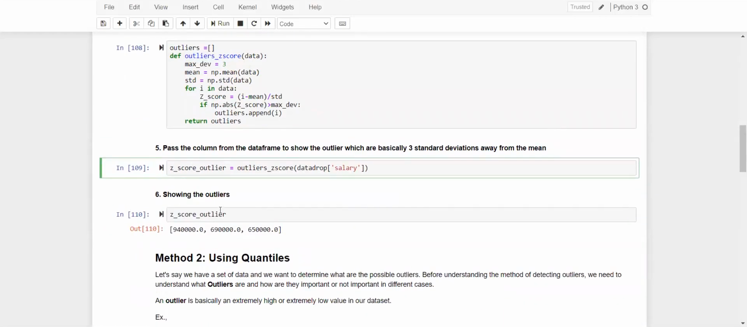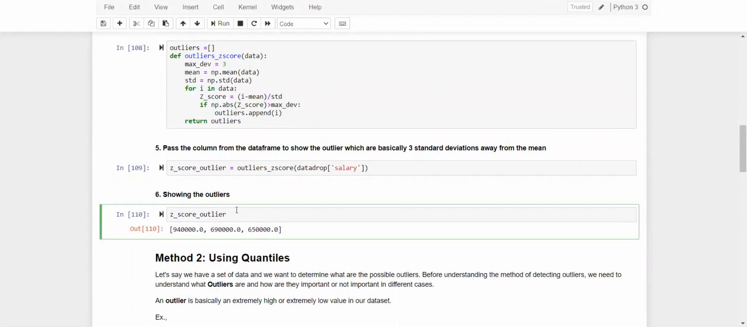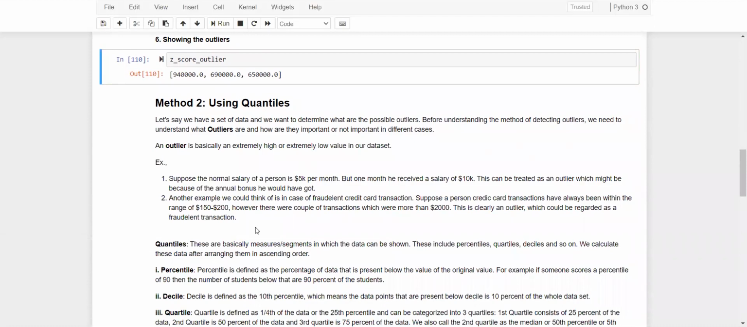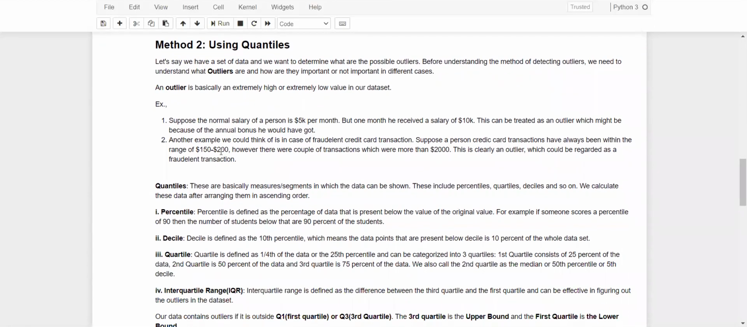So this is how I have shown to determine the outliers using a z-score. And then we can also use the quantiles to determine the outliers of a particular data set. So before that, let's see what are the possible examples, and also understand what interquartile range is, and then few other things around it.